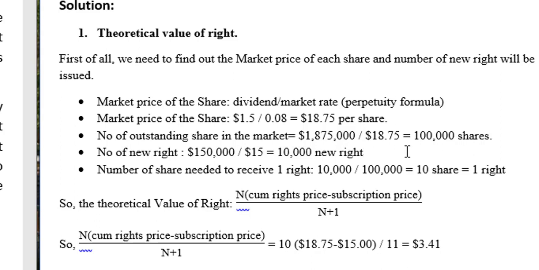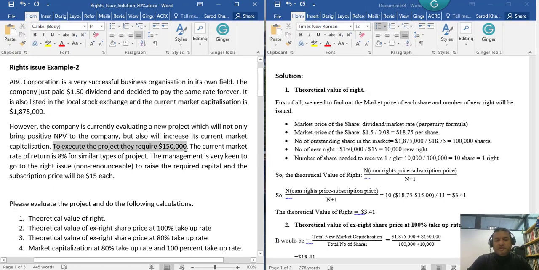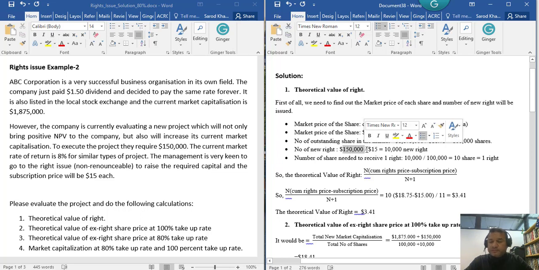Further, we also need to calculate the number of new shares the company is going to issue. The number of new shares, you can explain it in different ways. For example, we can say the number of new rights as well, because these are the new shares or new rights that will be issued to the current shareholders. How are we going to get this number, because it has not been given? We can find it from the question, which said that to execute the project they require $150,000, and to raise the required capital the subscription price will be $15 each. So if you divide it, you can find the number of new rights: $150,000 divided by $15 each is 10,000 rights.